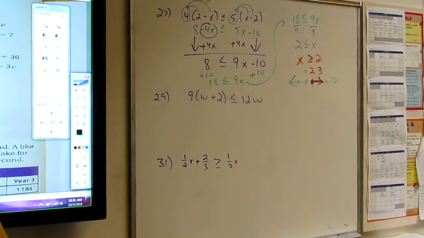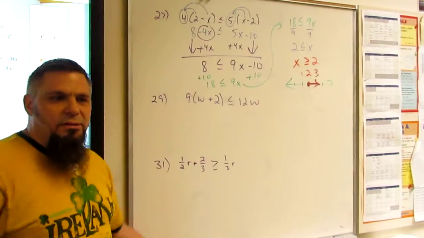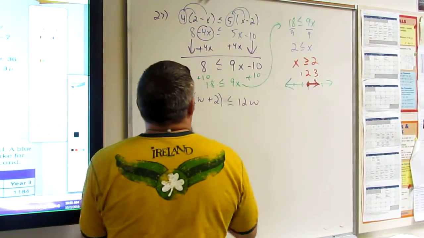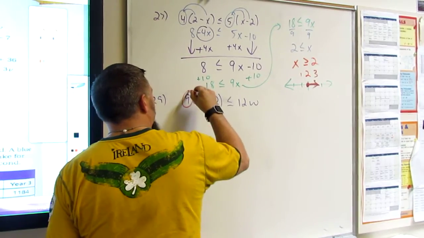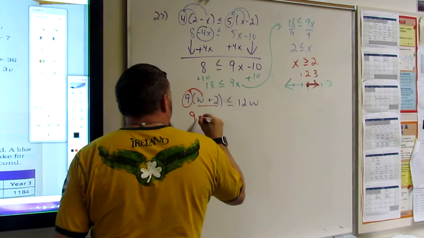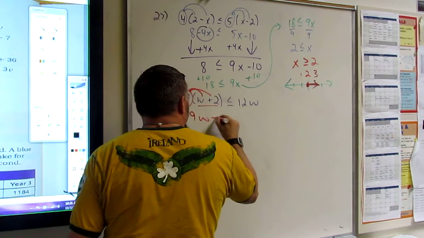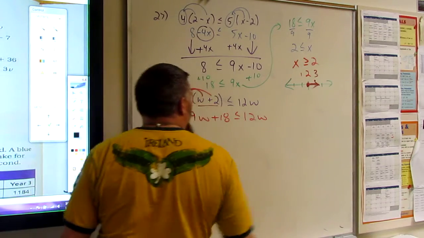The reason I say it like that, it's called distribution, right? We can distribute. We can remember that word, which is good. That's what distributing papers is like. So I'm giving everyone on the block, this is your block, the paper. So 9 times W is 9W. And 9 times 2 is 18. And then this just comes down.